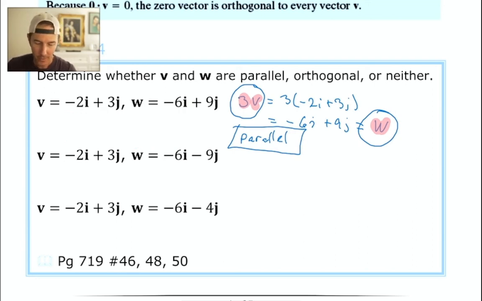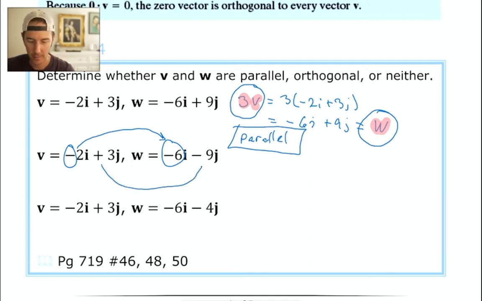Next, so I see how this is negative on the i term, negative on the i term. So if we were going to take v and scale it up to turn it into w, we would have to multiply it by, well, in this case, we'd have to multiply it by 3, because negative 2 times 3 equals negative 6. However, positive 3 times a positive anything is not going to equal a negative. So it turns out these are not scalar multiples of each other.